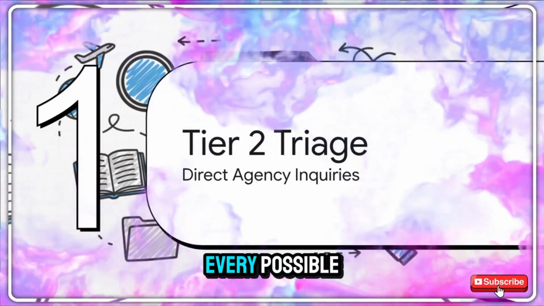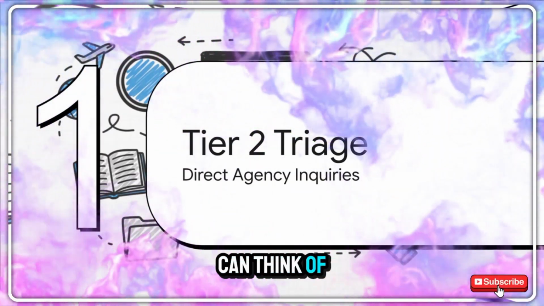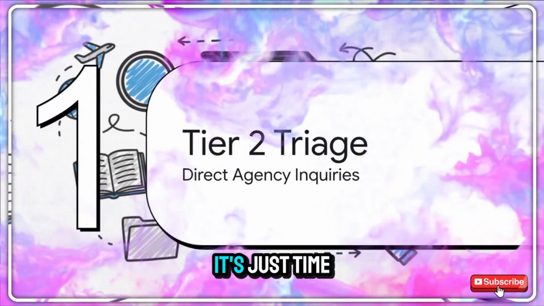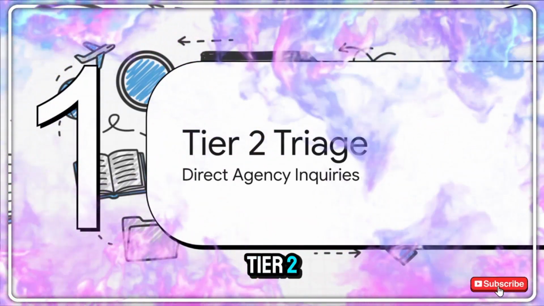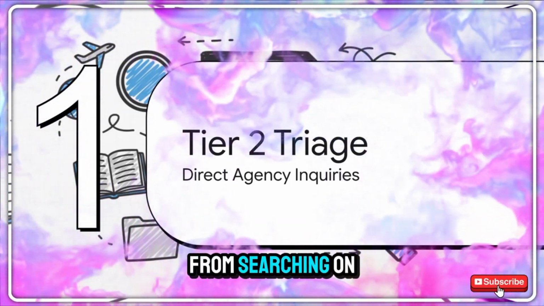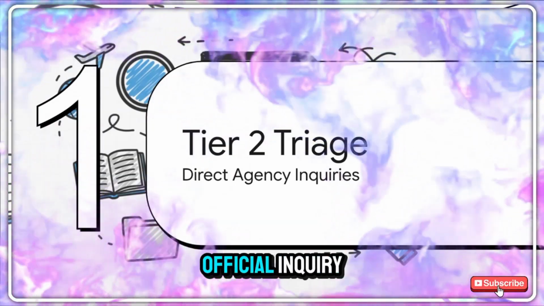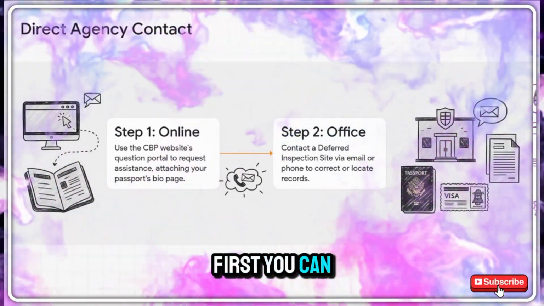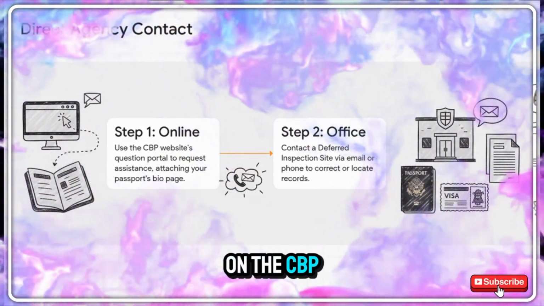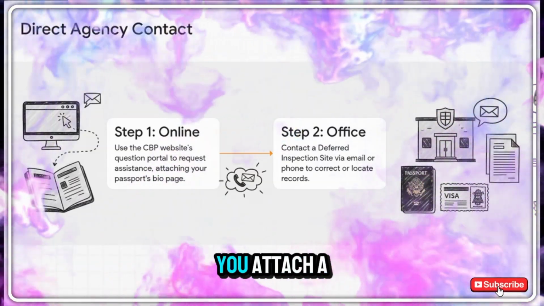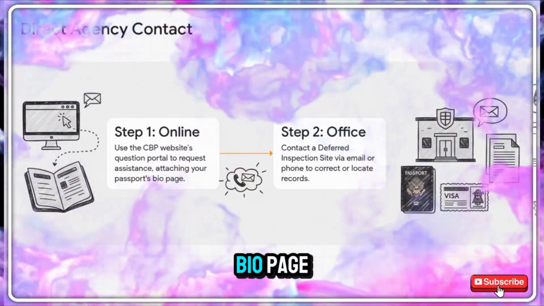So you've tried every possible search combination you can think of, and you're still coming up empty. Okay, don't panic. It's just time to escalate to Tier 2, contacting the agency directly. We're now moving from searching on our own to making an official inquiry. You've got two main options here. First, you can use the online question portal on the CBP website. Keep your requests short, to the point, and make sure you attach a scan of your passport's bio page.